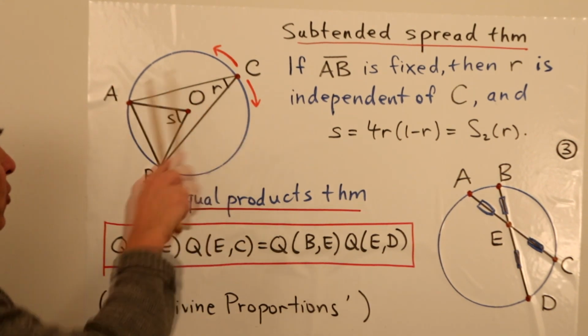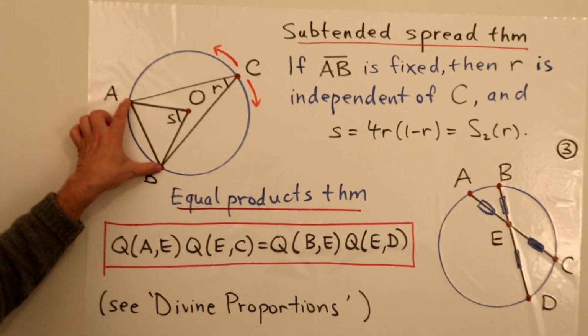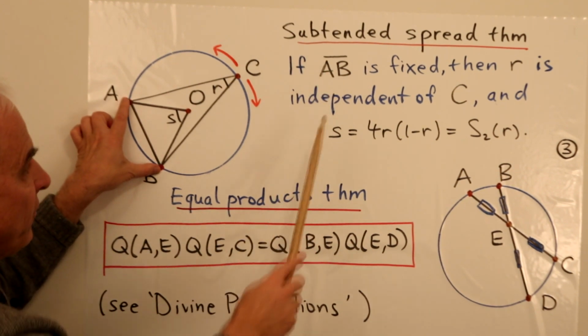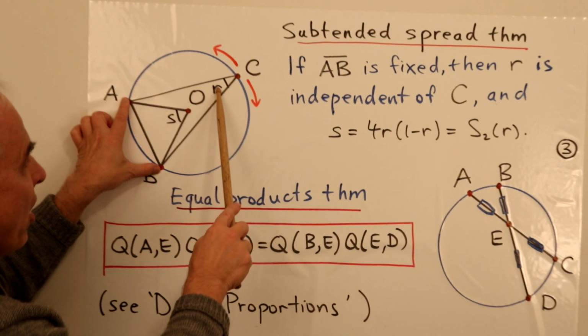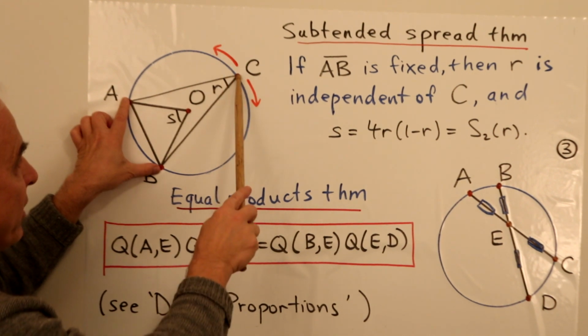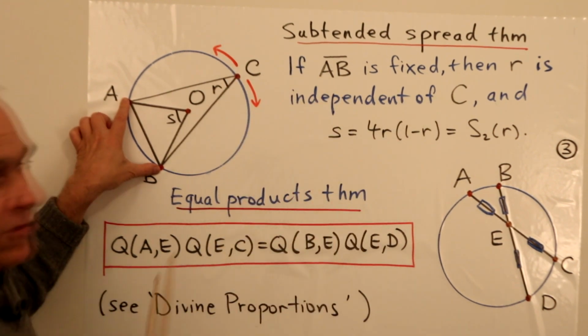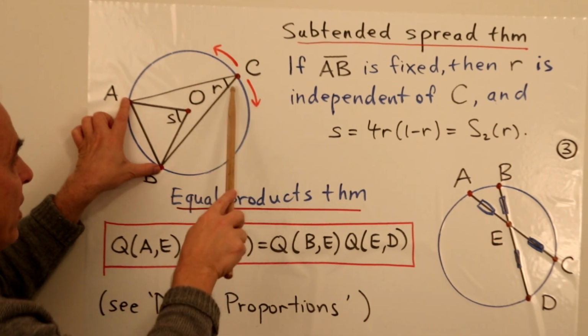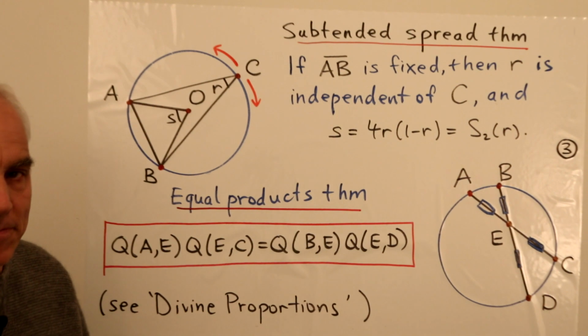So here you have a circle, and here's a chord AB on the circle. And the statement is that if this chord AB is fixed, then this spread R here, which depends on this point C, is actually independent of C. So no matter where C is on the circle, this spread is always the same.